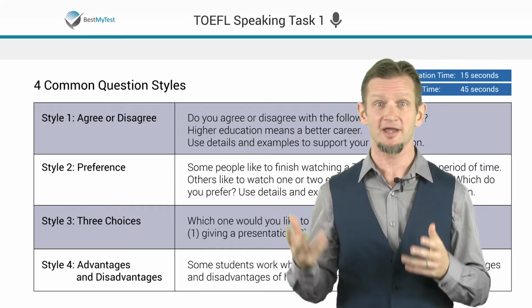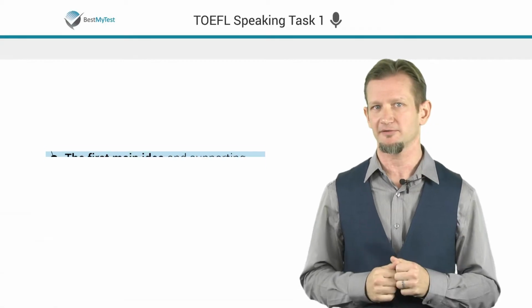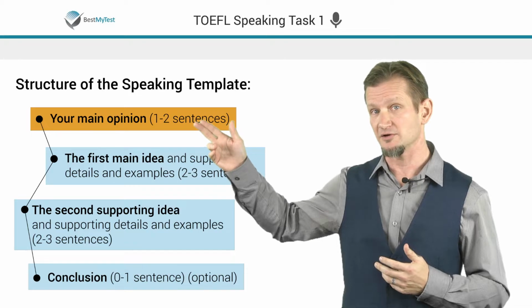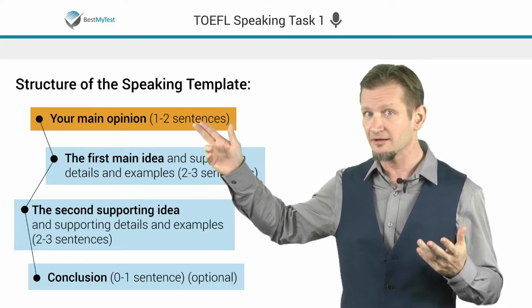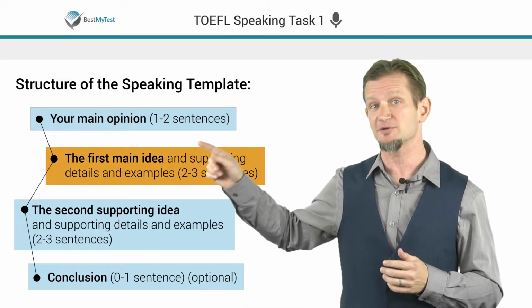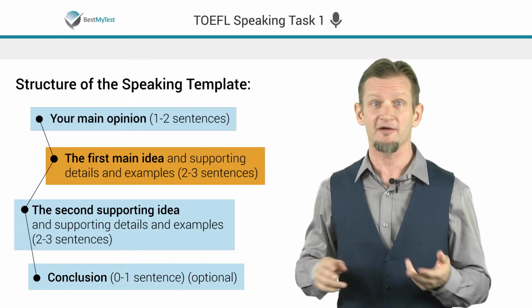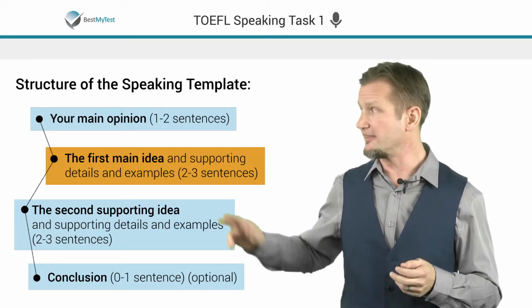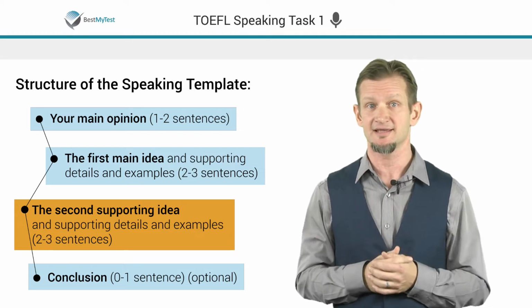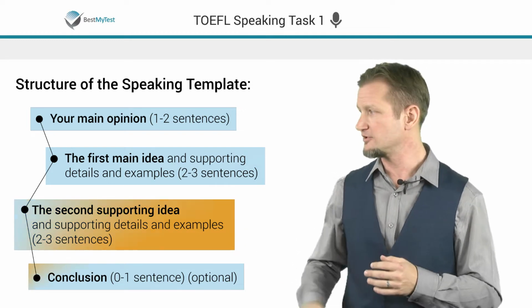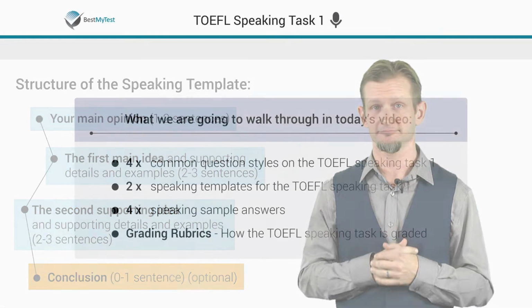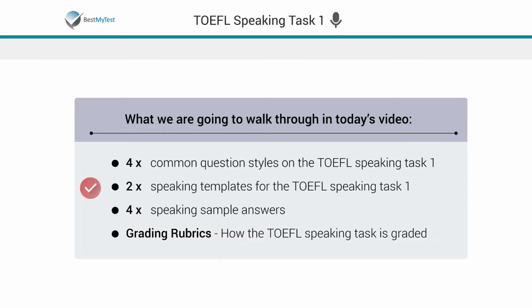Which brings me to our next point in the video, the speaking template. So you're going to start by giving your main point, your main idea, your opinion in 1 or 2 sentences. And then you're going to go on to the first supporting point, and you're going to talk about that for 2 to 3 sentences. And then you're going to talk about the second supporting point, also 2 to 3 sentences. And then, if you have time, you'll give 1 short concluding sentence. That's the speaking template. That's it. Okay, now let's look at some speaking templates.